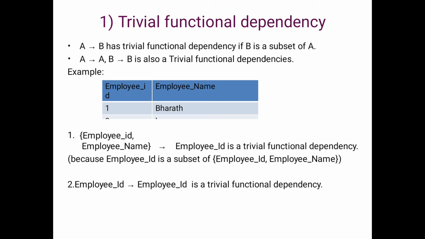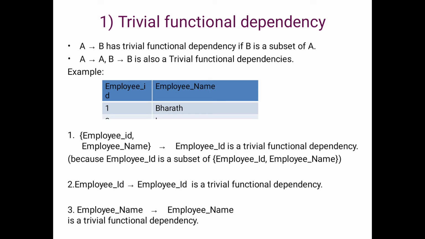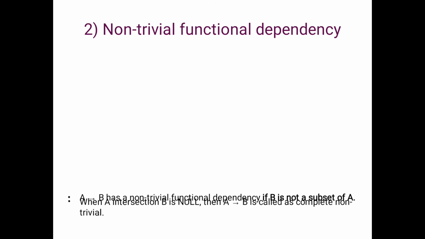In another example I will consider employee ID implies employee ID. That means the right hand side is available in the left hand side, so no problem, this is also a trivial functional dependency. In the third example, employee name implies employee name, left hand side and right hand side are the same, so this is also a trivial functional dependency. So if the right hand side is available in the left hand side, or the left hand side and right hand side are the same, then that is a trivial functional dependency.